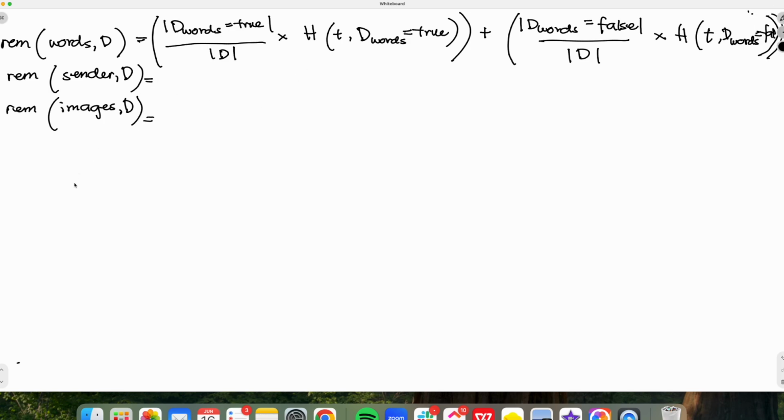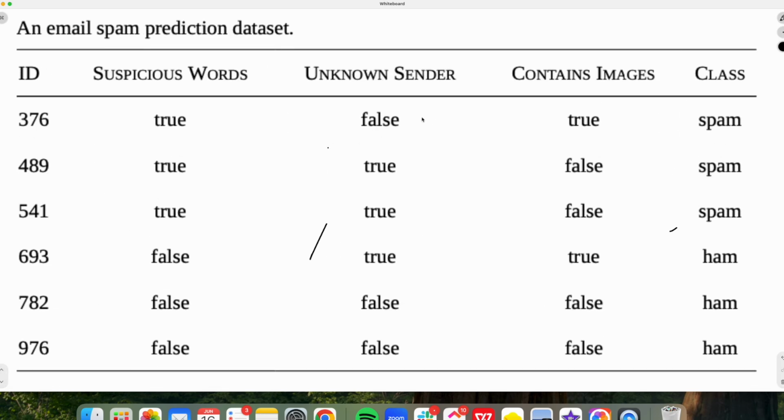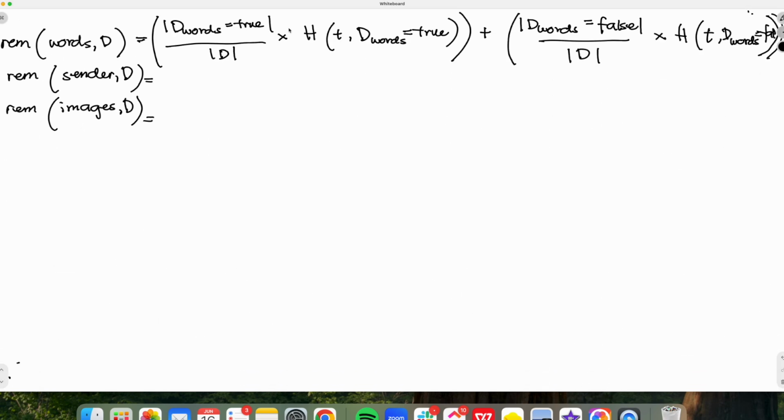So for the unknown sender and the images, the formula would be almost the same. Note that for the unknown sender, the possible values is also true or false. Contains images is also true or false. So you just need to change this to sender or change this to images in order to solve that. So I'm gonna show you how we should solve for this.